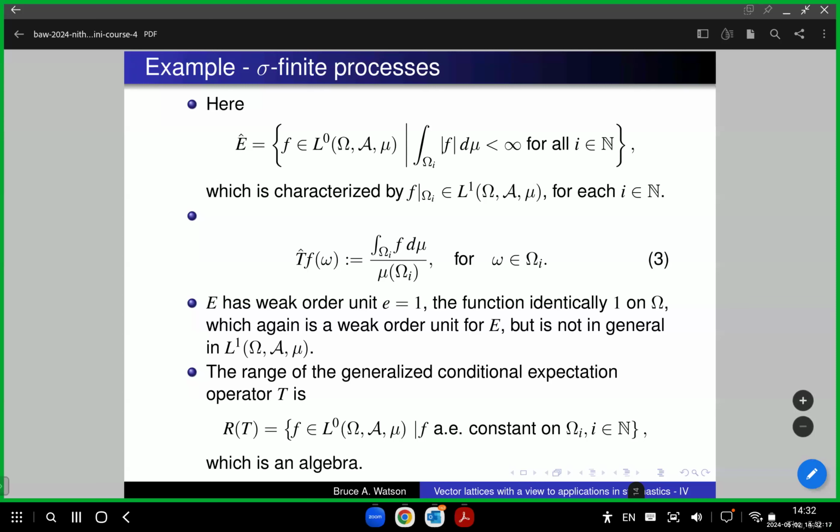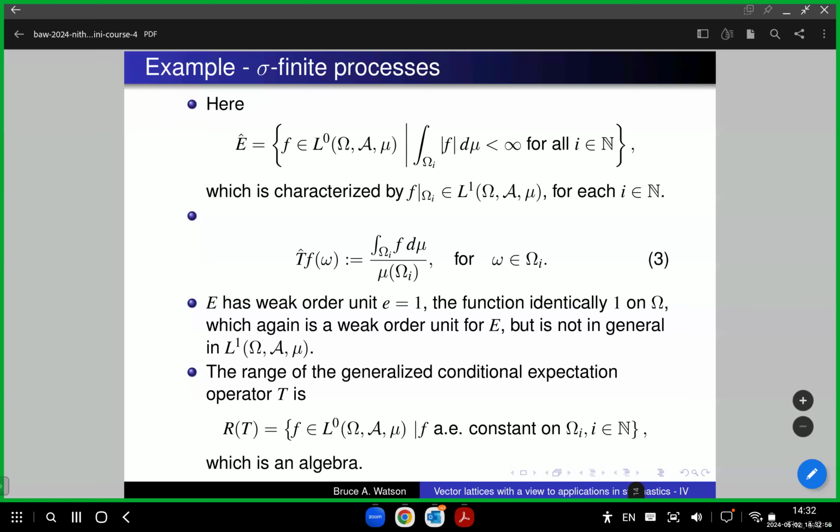So our spaces E and E hat both have a weak order unit, the identically one function, which is not necessarily in our original L1 space as it was defined here, because the measure of our entire space omega could have been infinite. The range of the generalized conditional expectation operator now consists of exactly the measurable functions which are constant on each omega i. And notably, this forms an algebra.